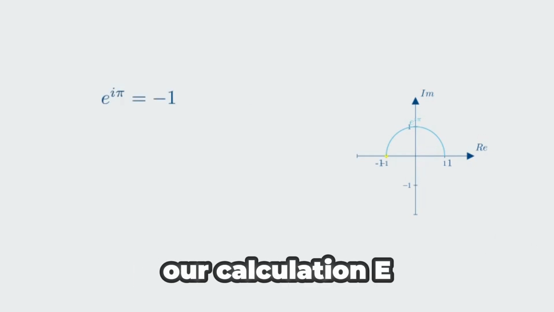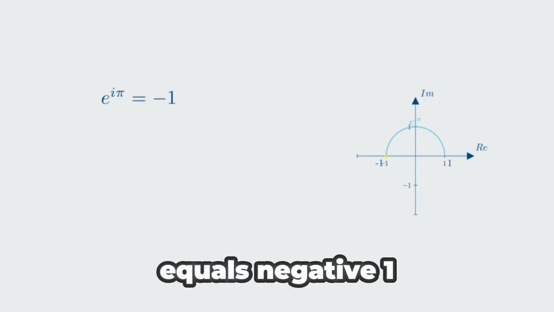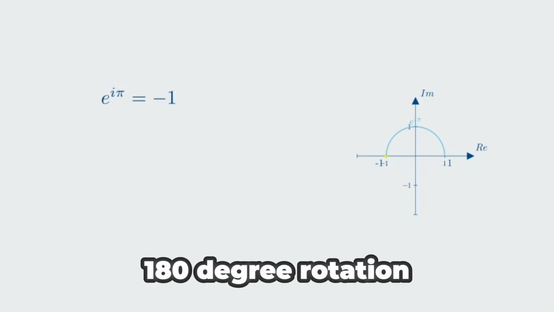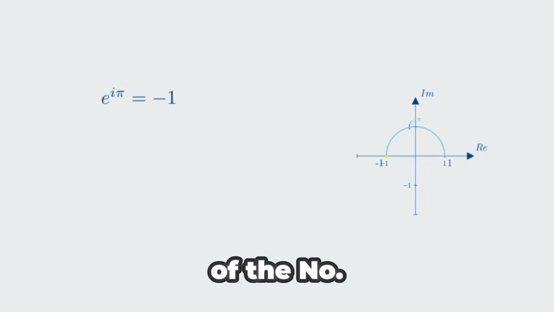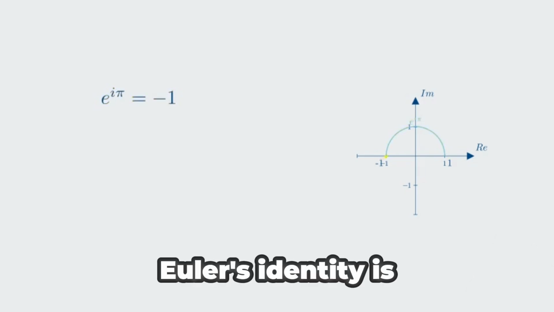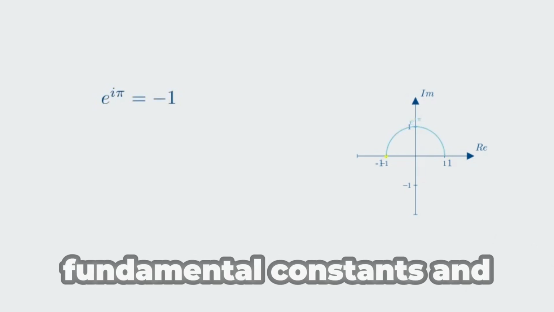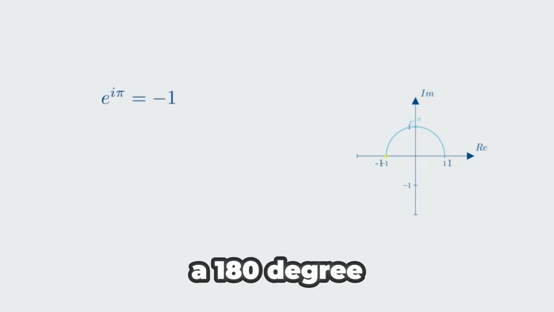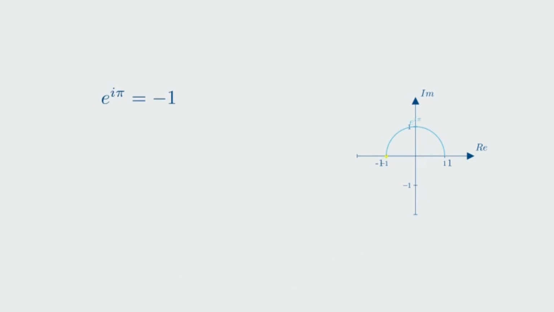Our calculation, e to the i pi equals -1, is simply a mathematical way of stating that a 180-degree rotation of the number 1 results in the number -1. It's a statement about rotation. So, to recap, Euler's identity is special because it unites fundamental constants and provides a compact way to describe a 180-degree rotation. Let's quickly review what we've accomplished today.